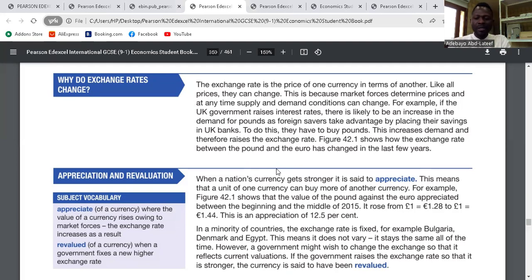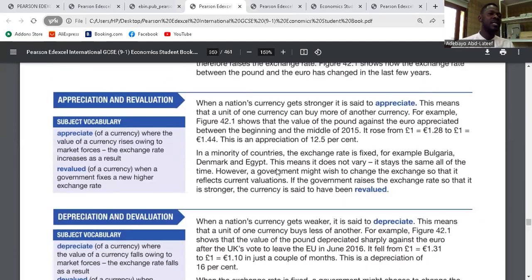Is it clear? So now we have appreciation and revaluation. When we talk about appreciation and revaluation, we're talking about the floating exchange rates, not the fixed. For the fixed, we have devaluation and revaluation. But for the floating exchange rate, which is the black market, we have appreciation and depreciation.